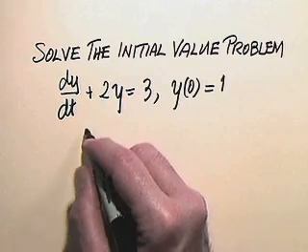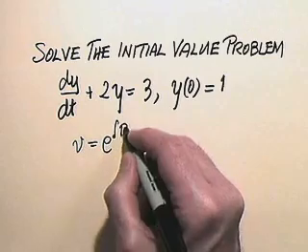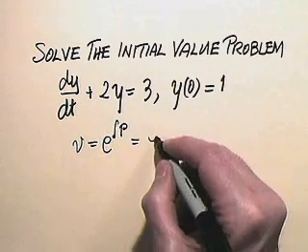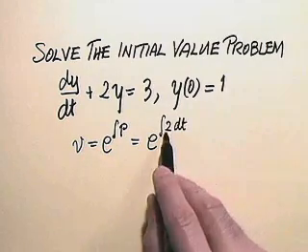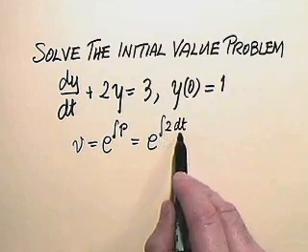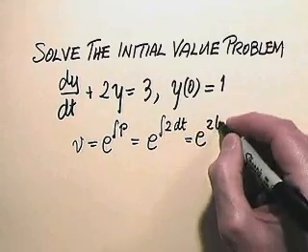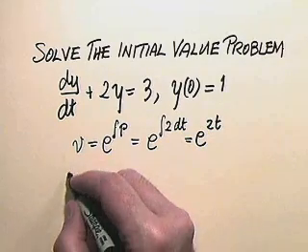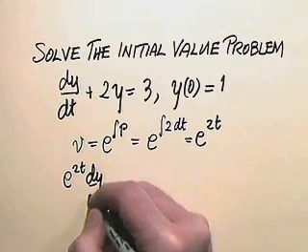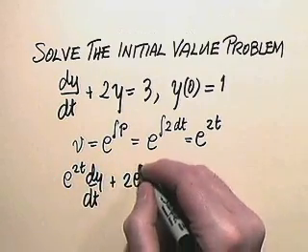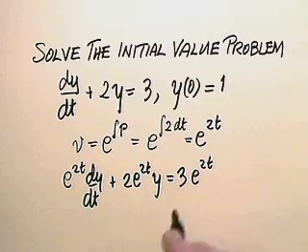And so that, remember, v is e to the antiderivative of p, which is e to the antiderivative of 2. Now our independent variable is t, so that's the integral of 2 dt, and so that is e to the 2t. So our equation becomes e to the 2t dy dt plus 2e to the 2t y equals 3 e to the 2t.